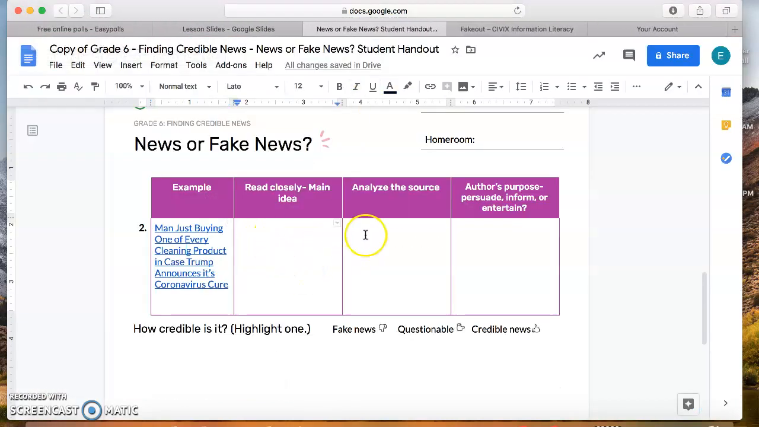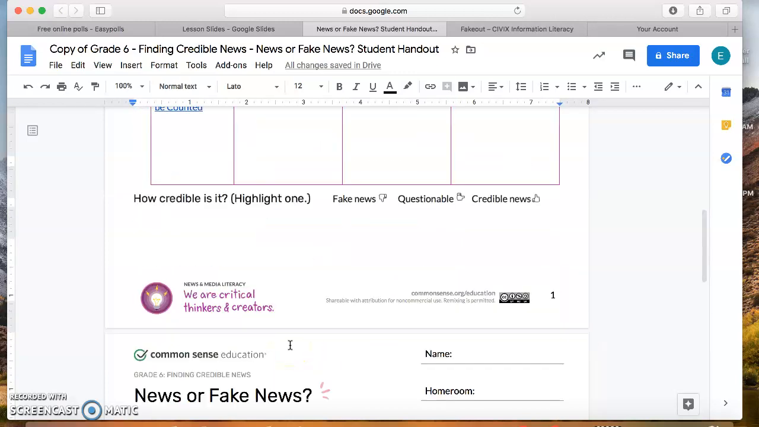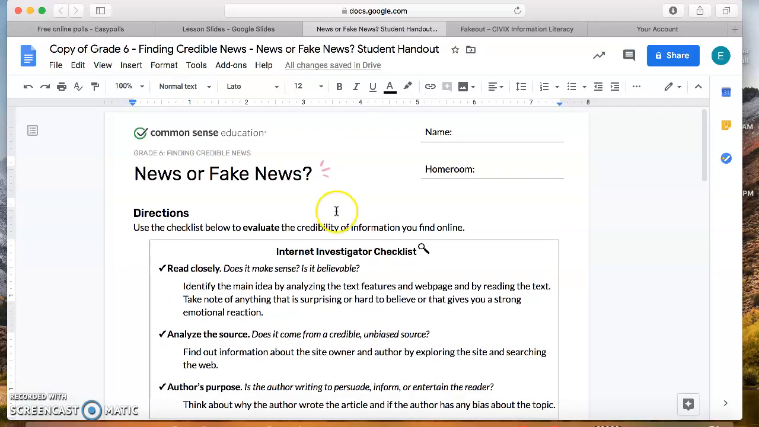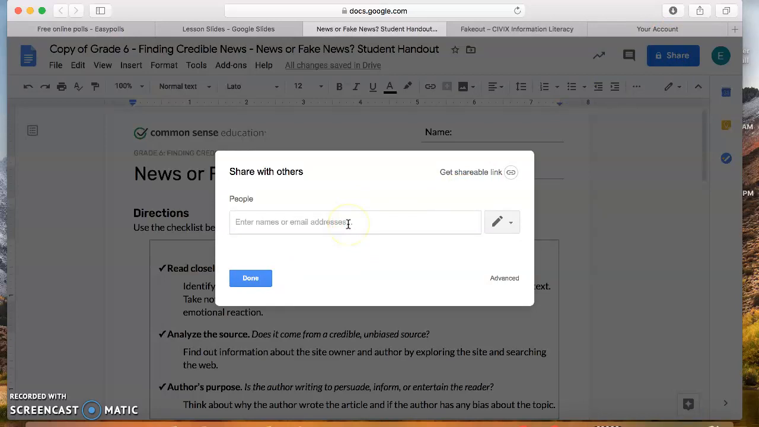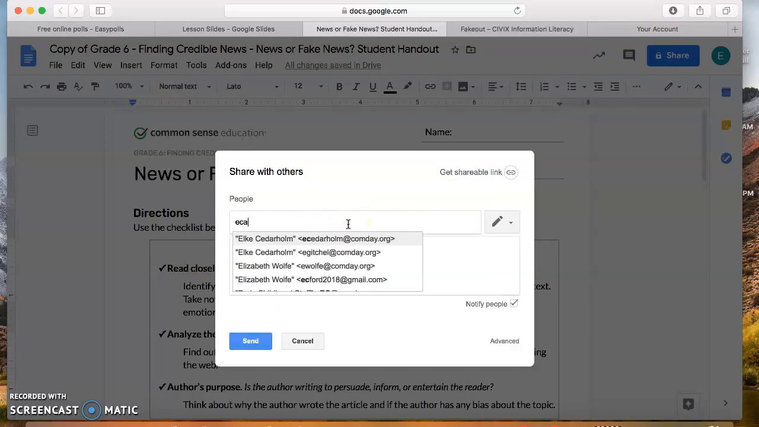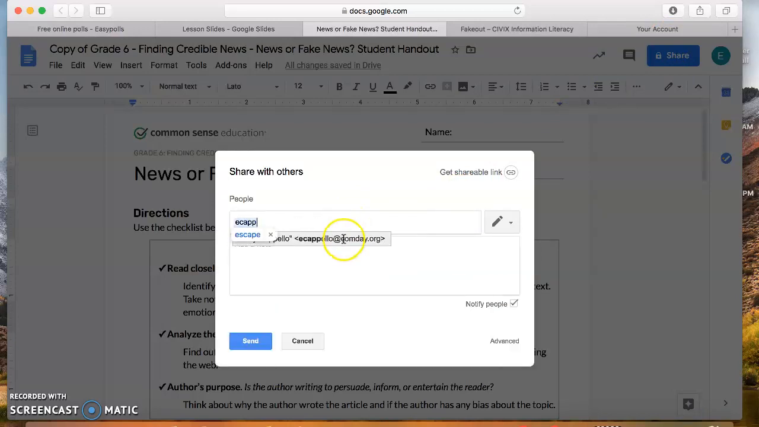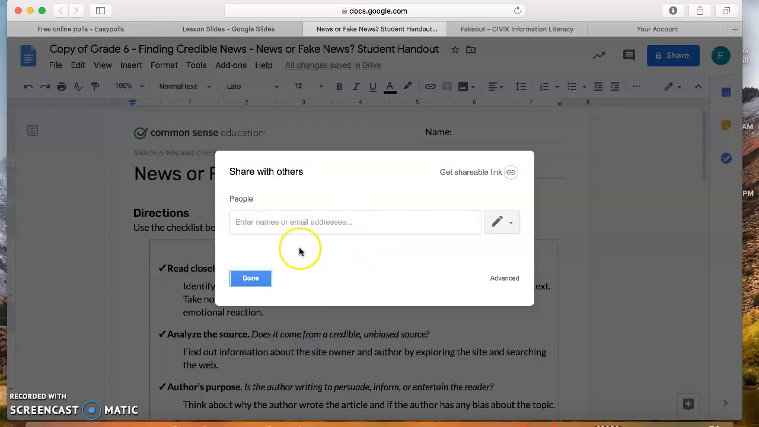Tell me the main idea of the article, what the source was if you think it's legit, and then the author's purpose, and then finally you're going to decide if it's credible or not. Okay? So that is your assignment for today. Make sure you either turn it in on Google Classroom or share it with me. If you want to share it, you would just start typing my name, E. Capello, and it will come up.